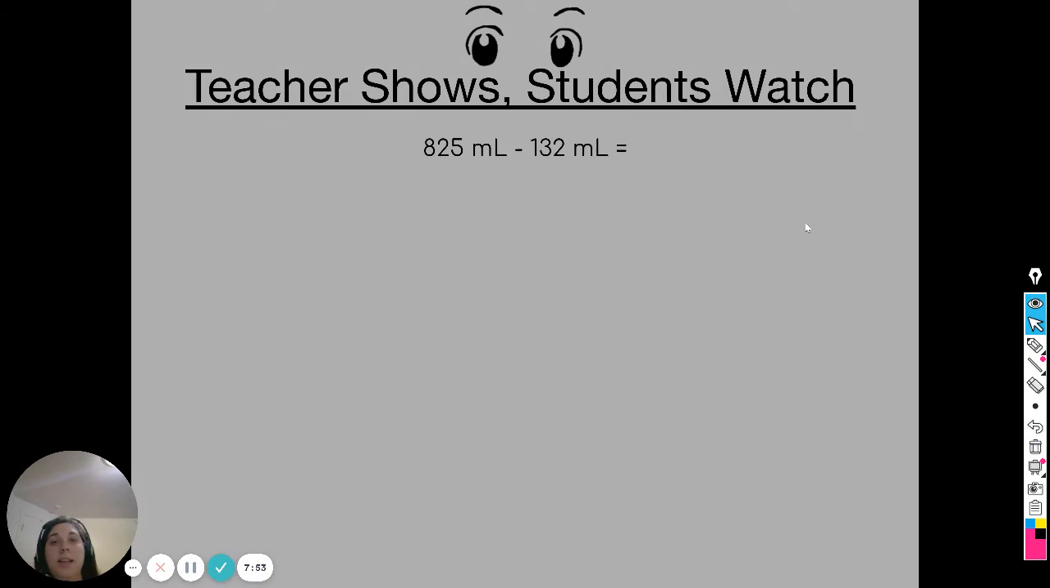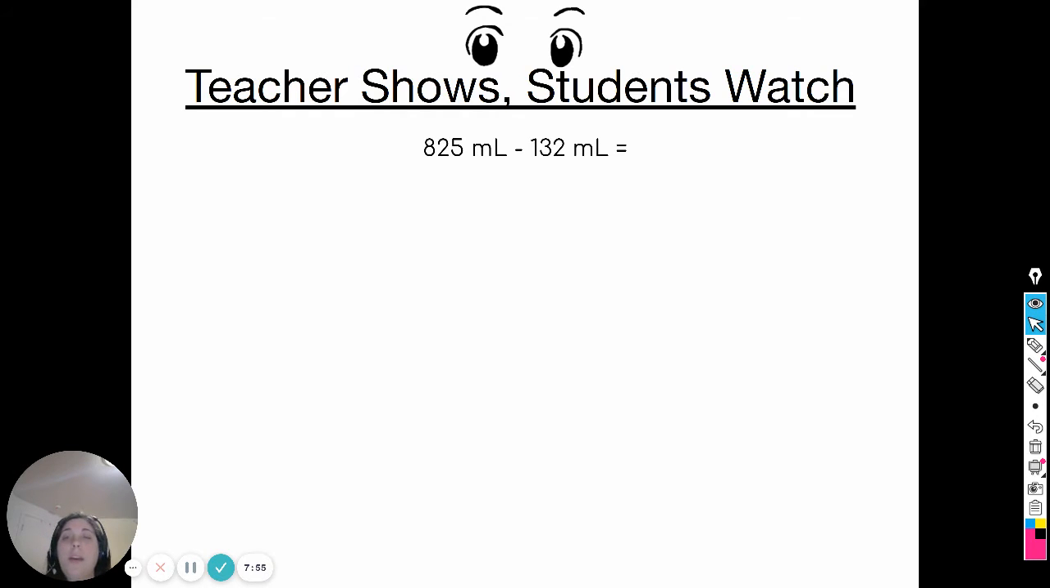Okay, go ahead and set those whiteboards down. And you're going to watch as I do a new example here. Now we're doing subtraction. We've been working on addition. We're moving into our new topic, which is subtraction. So this example is doing 825 milliliters minus 132 milliliters. Okay. So the first thing I'm going to do is set up my standard algorithm.